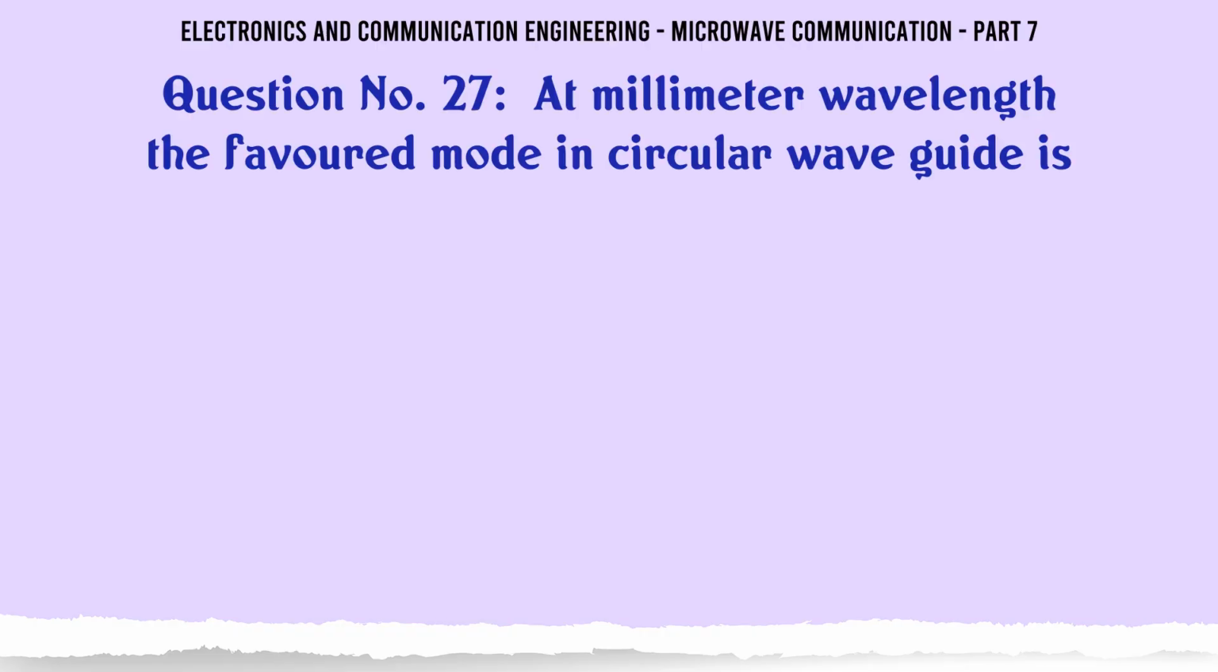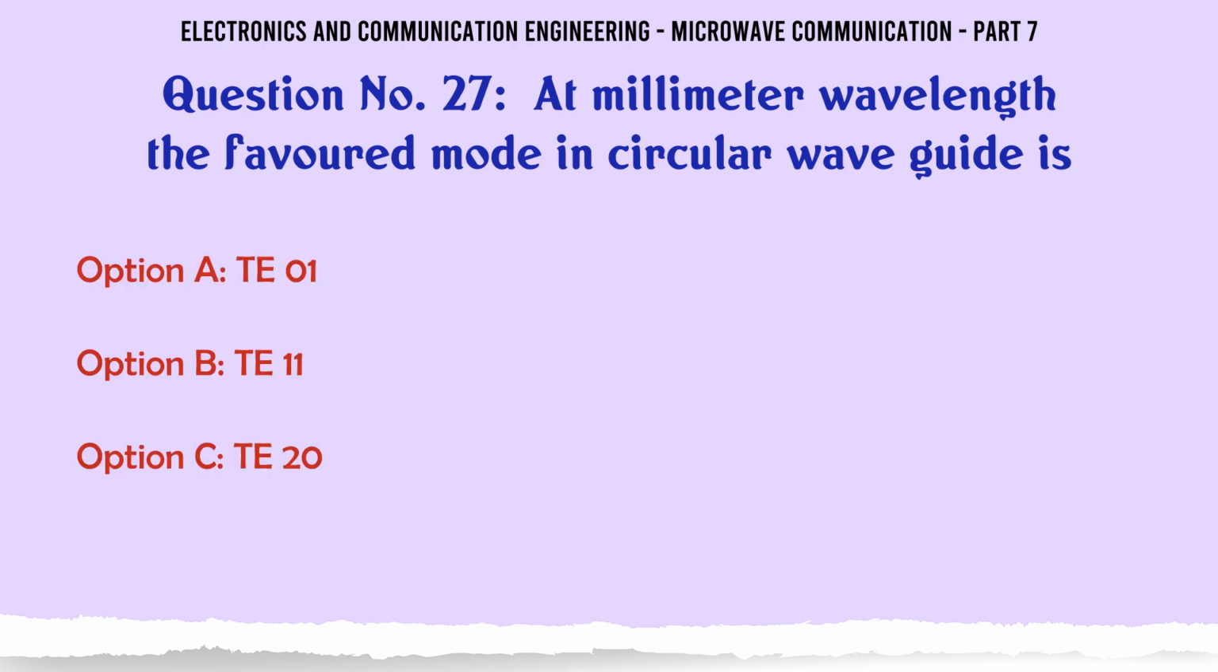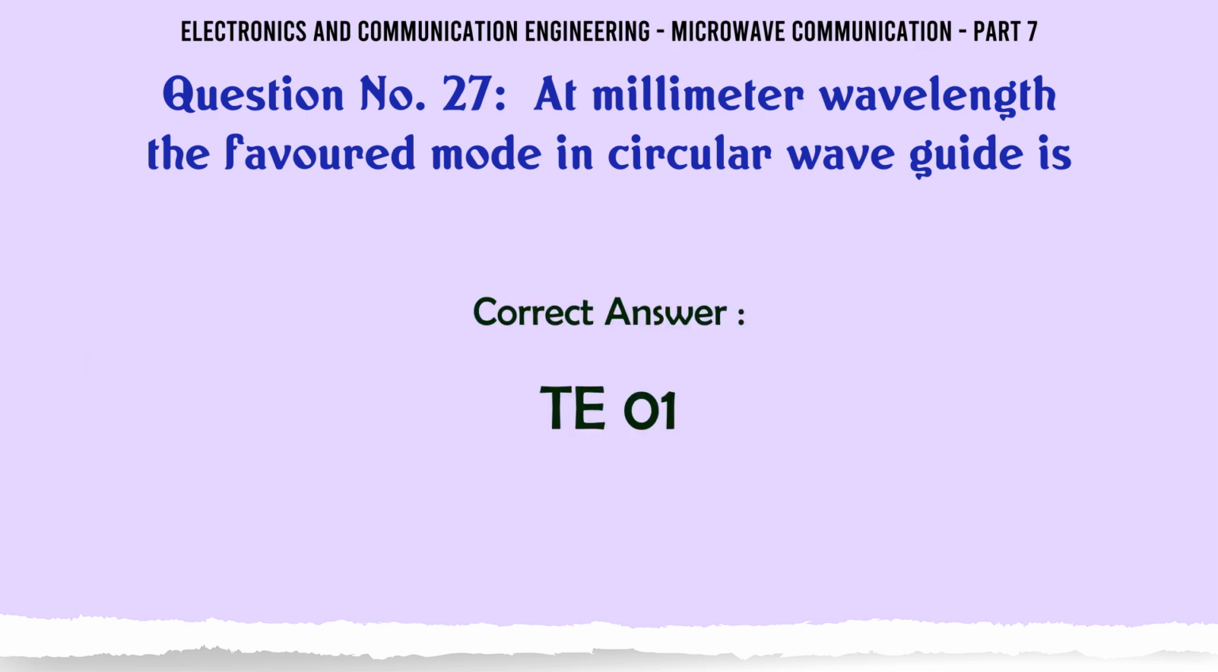At millimeter wavelength the favored mode in circular waveguide is A. TE01, B. TE11, C. TE20, D. TE21. The correct answer is TE01.